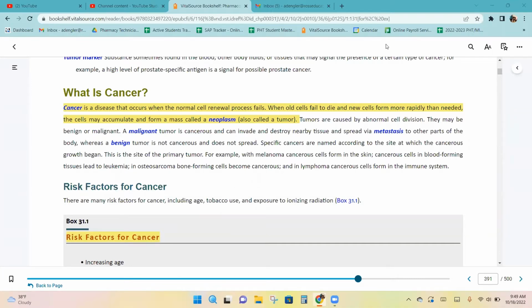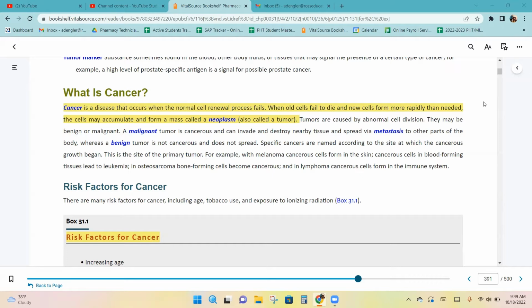Cancer is a disease that occurs when the normal cell renewal process fails. When old cells fail to die and new cells form more rapidly than needed, the cells may accumulate and form a mass called a neoplasm, which is just a fancy name for a tumor. Tumors are caused by abnormal cell division, and they may be benign or malignant. A malignant tumor is cancerous and can invade and destroy nearby tissue and spread via metastasis to other parts of the body, whereas a benign tumor is not cancerous and does not spread.